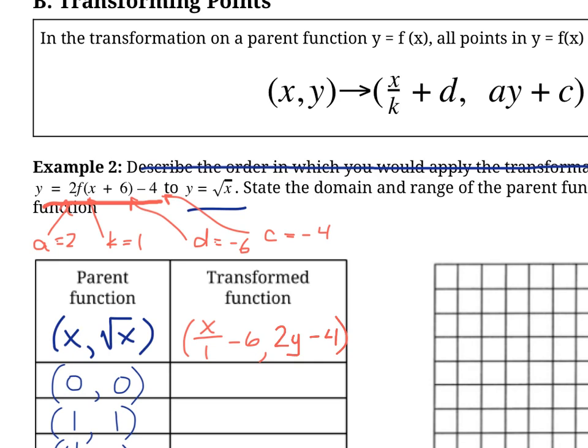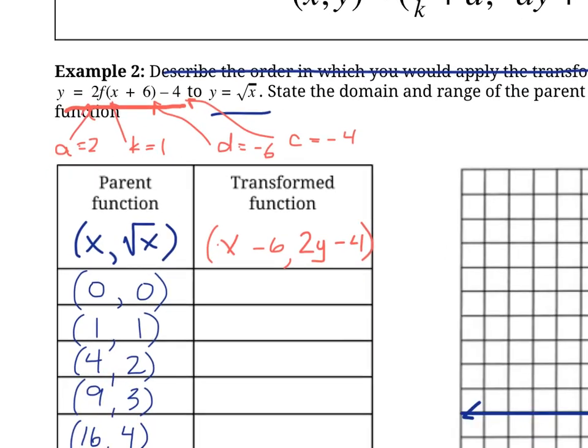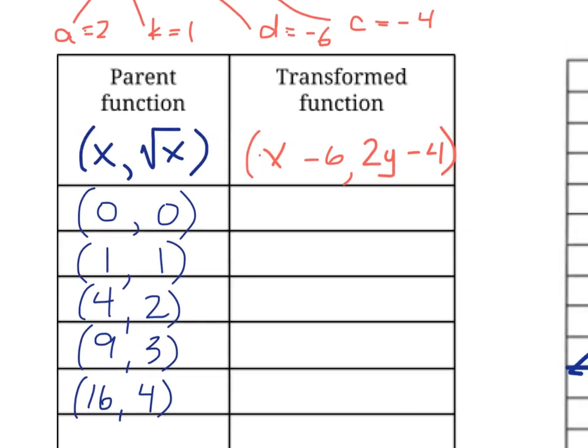I'm actually going to simplify this too. We know x divided by 1 is just going to be x, just to make it a little bit easier to work with. So there's the point mapping for our function. And now all we need to do is plug in the x and y coordinates of each of these points in order to find where they get transformed to.